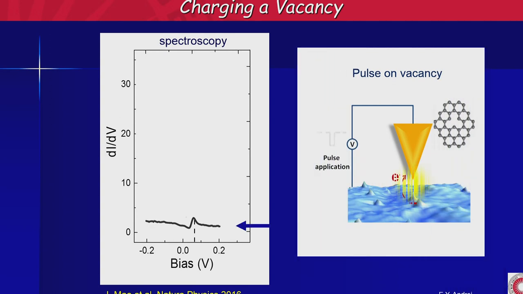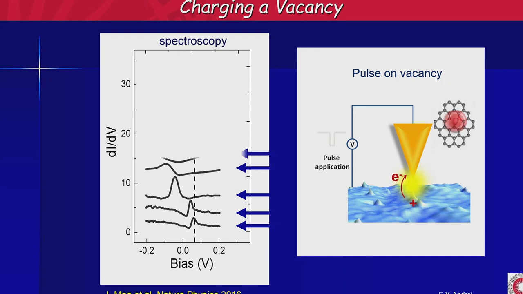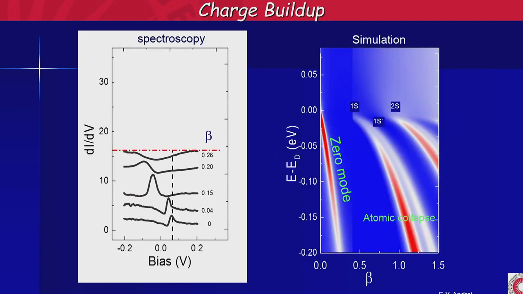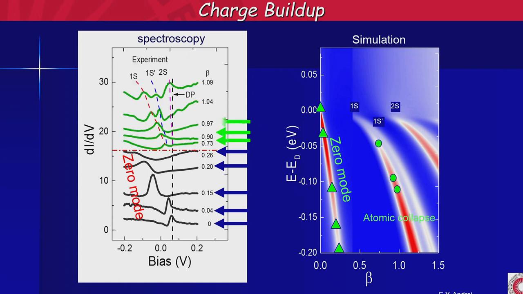So what she did, she applied voltage pulses to the vacancy site. And with every pulse this zero mode moved down, which means that the thing started getting charged. And so if we plot these points for every pulse, we can calculate what the charge is with every pulse from the position of this peak. And then she continued to pulse it, and then there's a new sequence that appeared here that you can map onto this quasi-bound state.